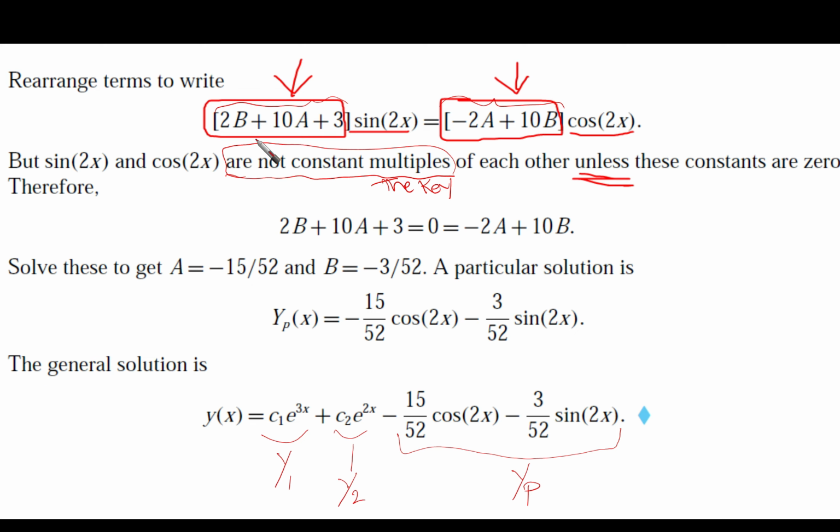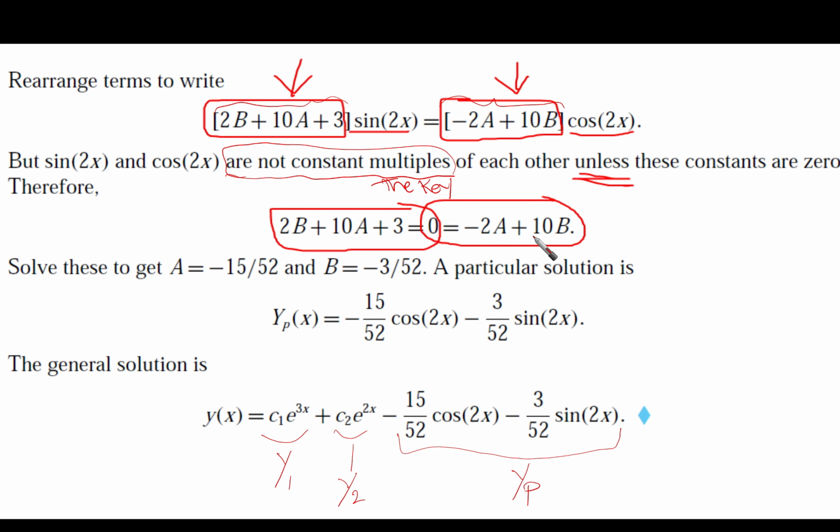So based on this, we're going to equate 2b plus 10a plus 3 to 0. And we are going to equate this, which is minus 2a plus 10b, to 0 also. Here, we equate it to 0, as you can see.